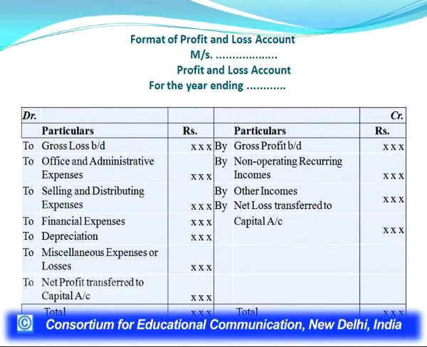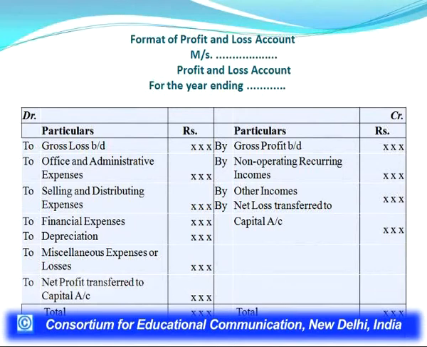As this is an account and account format has the debit and credit side, we have mentioned debit on the left side and credit on the right side. Then we do not require any date column because we prepare this at the end of the year. So, date column is not required. We start profit and loss account with gross profit. So, on the credit side you find gross profit brought down.